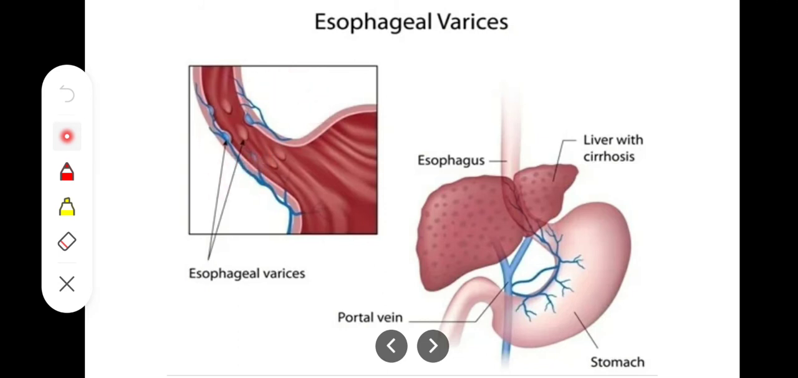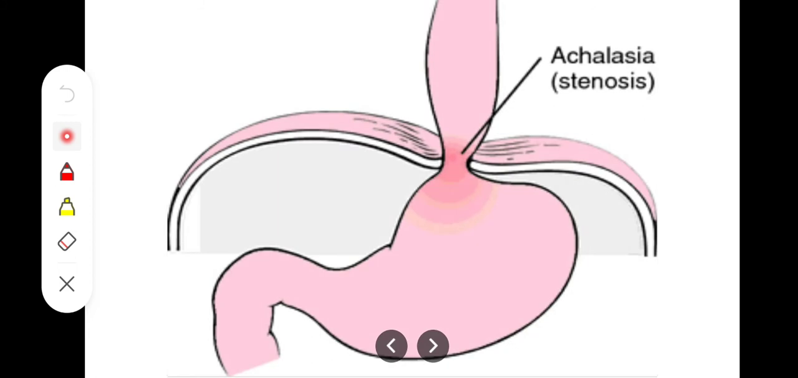This condition is called esophageal varices, and if any one of these varices or veins gets ruptured, that will result in hematemesis, or blood in vomiting. Hematemesis is a very dangerous clinical sign, and it results due to the rupture of the veins at the lower end of the esophagus. That is called esophageal varices, the dilatation of veins at the lower end of the esophagus, which are basically the portocaval anastomosis.